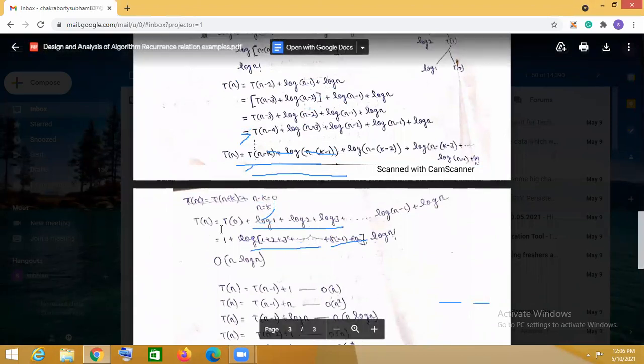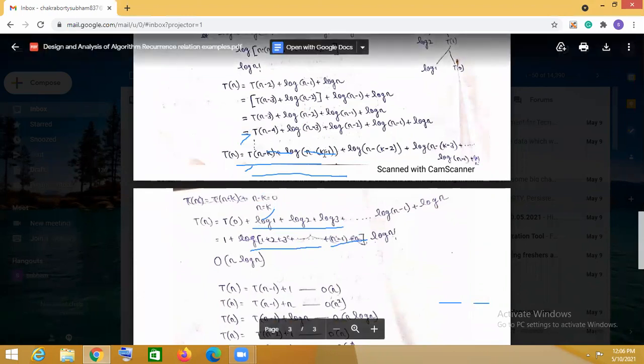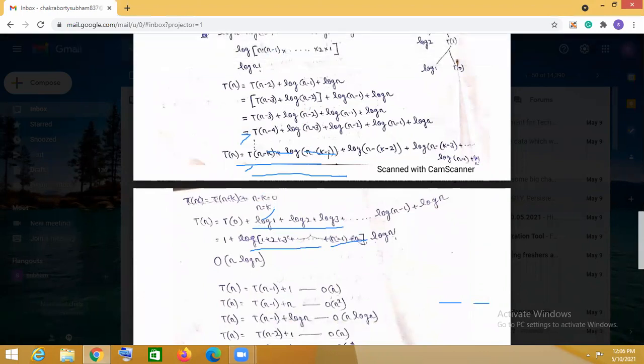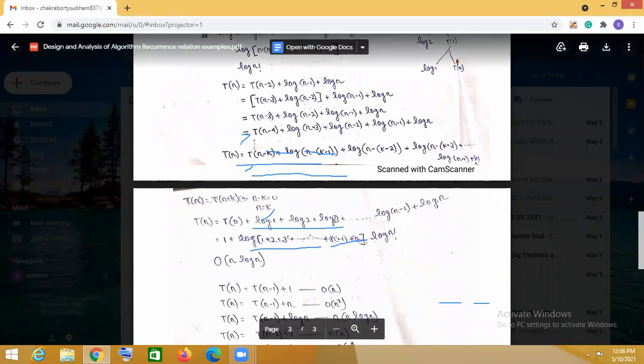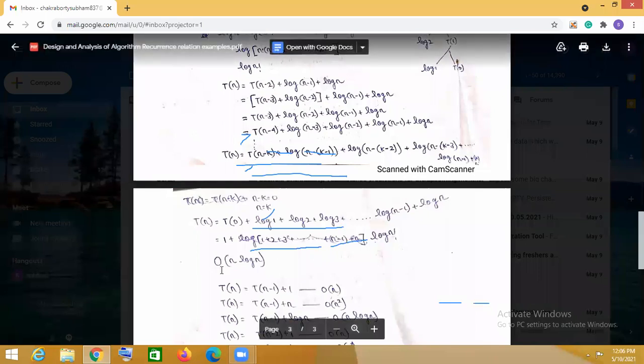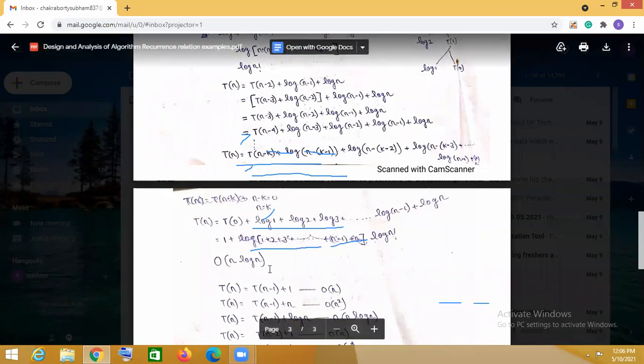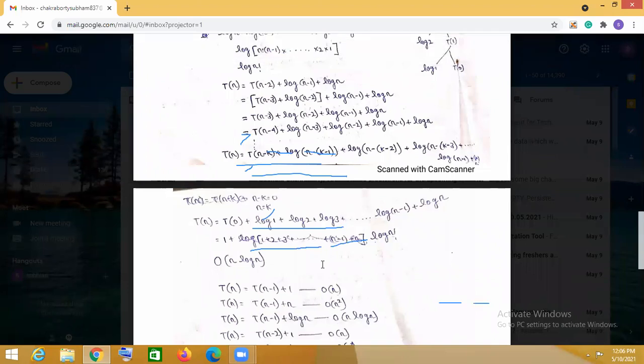So in this case, it will become T(n) equal to T(0) plus, in the case of n, it will be n minus n plus 1. That means log 1, this will become log 2, this will become log 3, up to log n minus 1 plus n. And if we take this, it will become n factorial. So n factorial means it will be order of n log n. Clear? So that's how it can be solved.